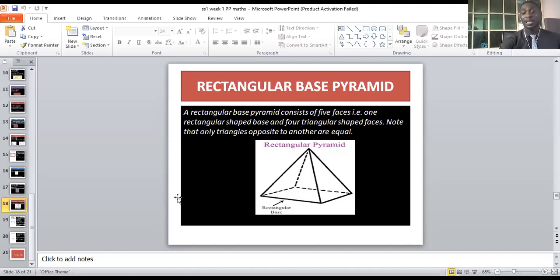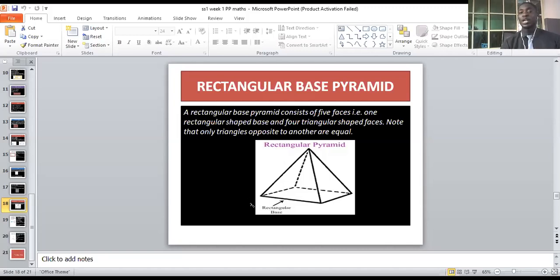You can see it has 5 sides, whereby four triangular sides and a rectangular base. That's why it's called a rectangular base pyramid. We have a square base pyramid, another pyramid, but we'll be looking at the rectangular base pyramid. Let me read. A rectangular base pyramid consists of 5 faces, that is one rectangular base shape and 4 triangular shapes.